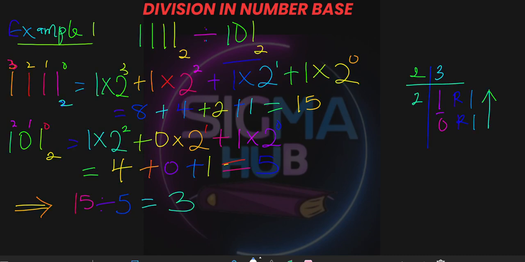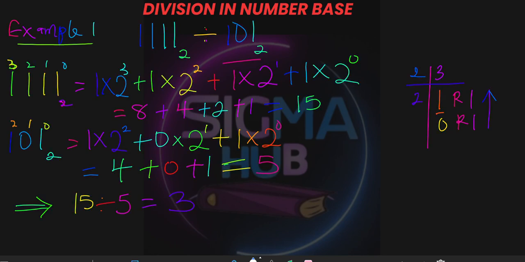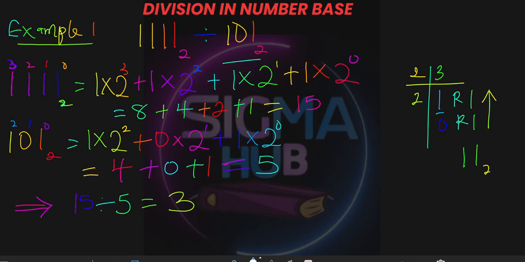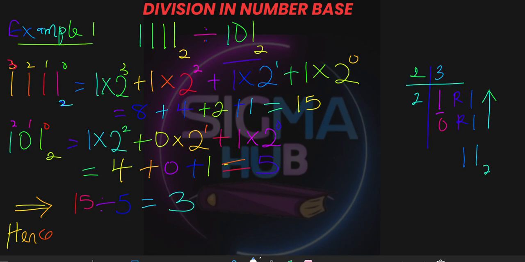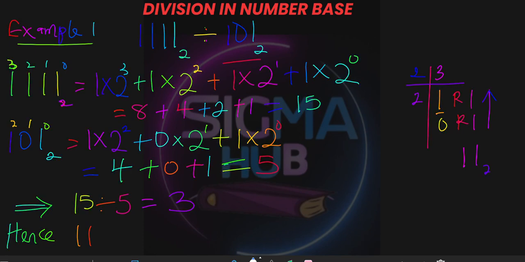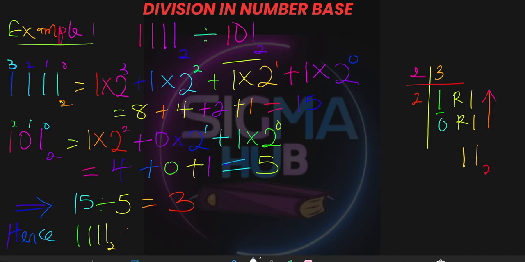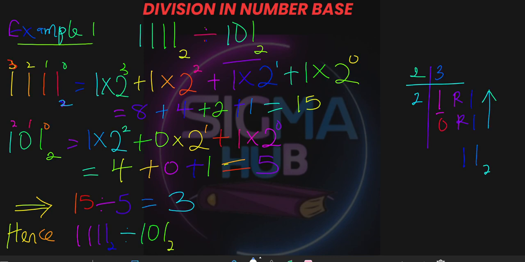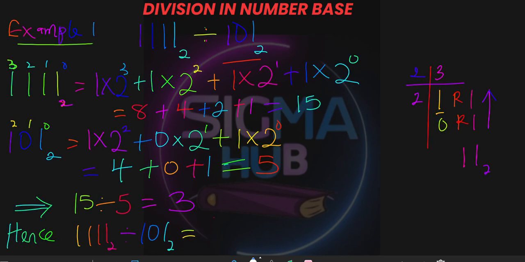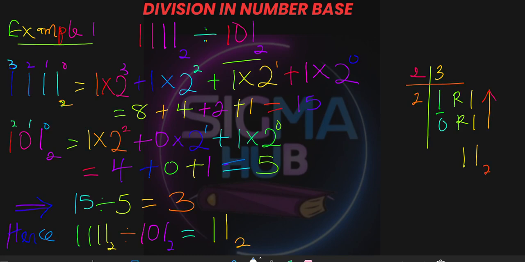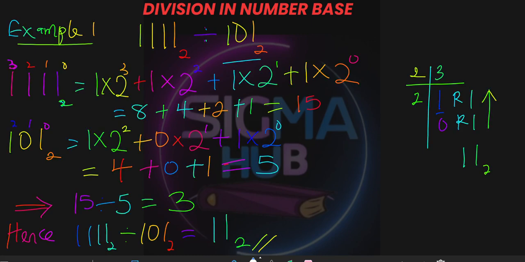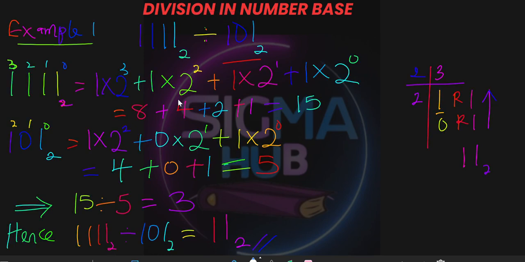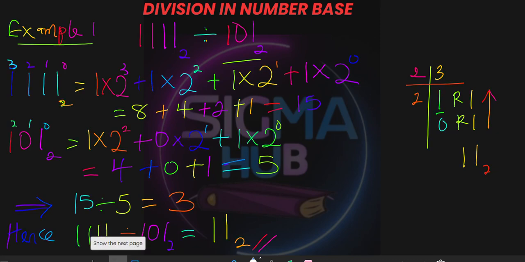So 3 in base 10, converted to base 2, is going to be 11 in base 2. So hence we can say 1111 in base 2 divided by 101 in base 2, as we are given in the question, is equal to 11 in base 2. And that's how you can simply answer the question. Now let's consider example 2.